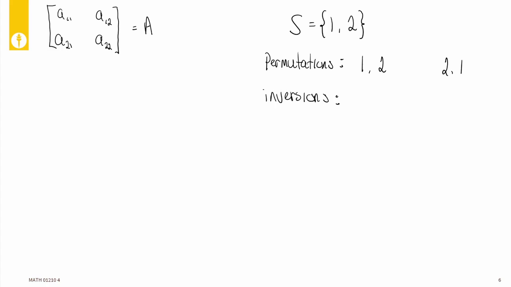Look at that first permutation. How many inversions does it have? None. Second one, how many inversions? 1. So even, odd.